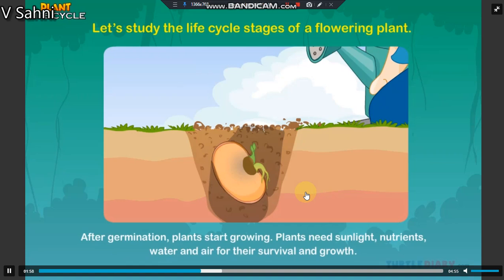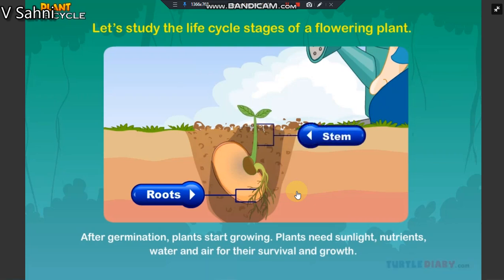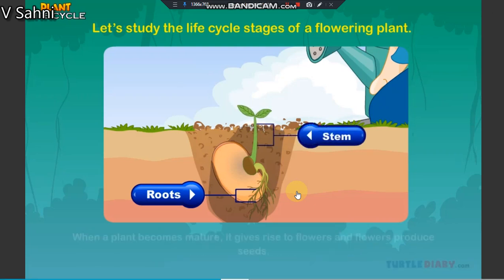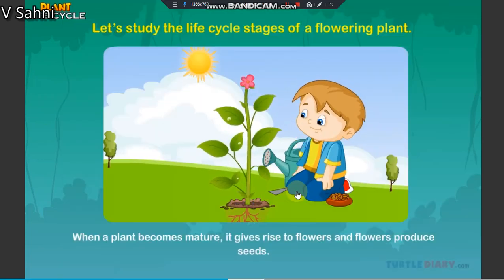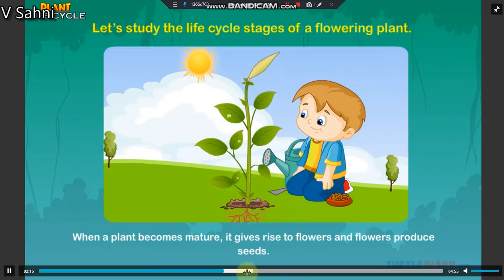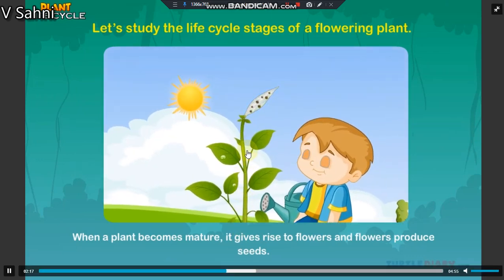After germination, plants start growing. Plants need sunlight, nutrients, water, and air for their survival and growth. When a plant becomes mature, it gives rise to flowers, and flowers produce seeds.